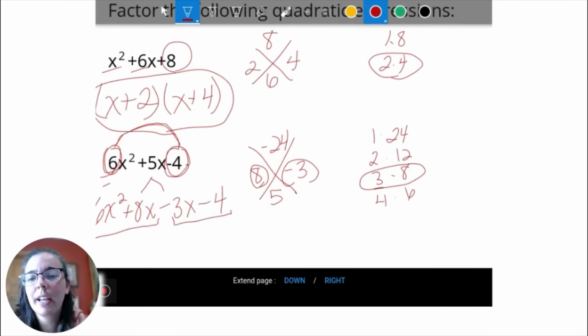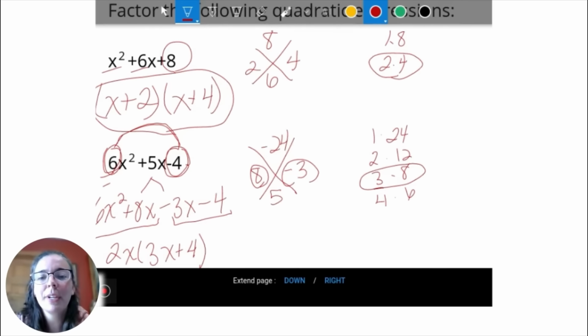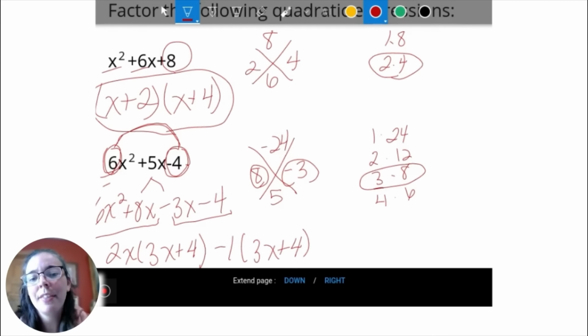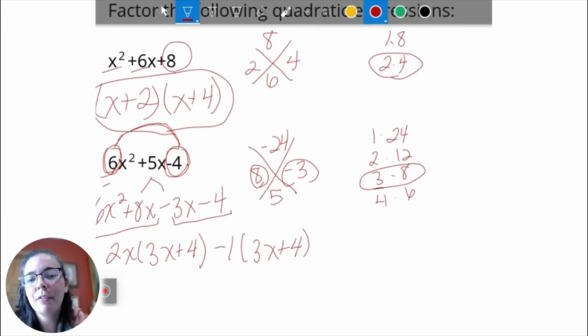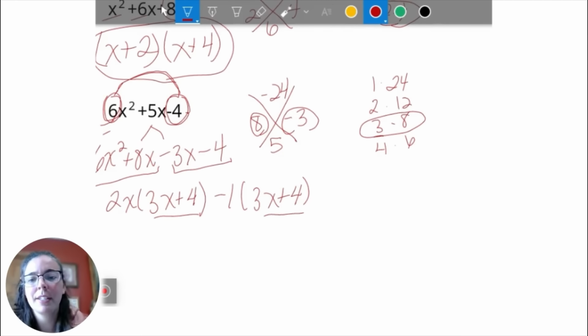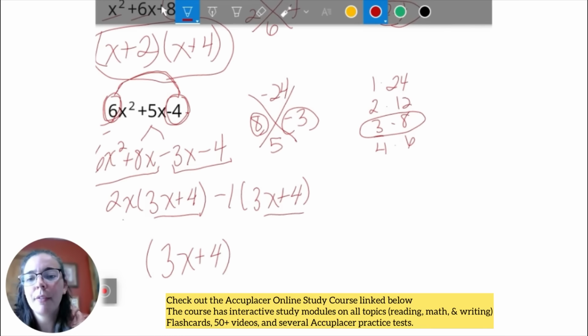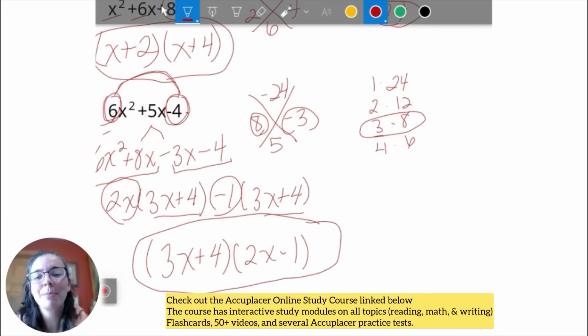So 6x squared and 8x, I can pull out a 2x, and I'm left with 3x plus 4. And then negative 3x minus 4 only has a GCF of -1. So I'm going to pull that -1 out and get 3x plus 4 here. And that's key because I need to have the same thing in my parentheses. So I pull that out, 3x plus 4. And what's left over is 2x minus 1. Okay, so we factored that using split the middle.